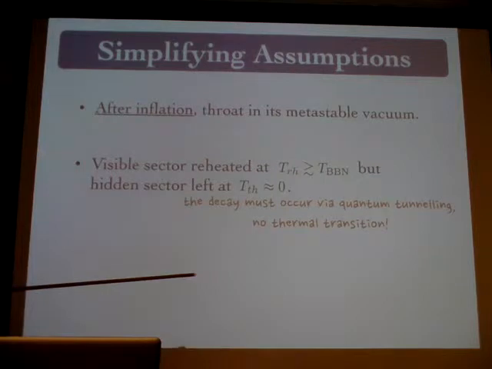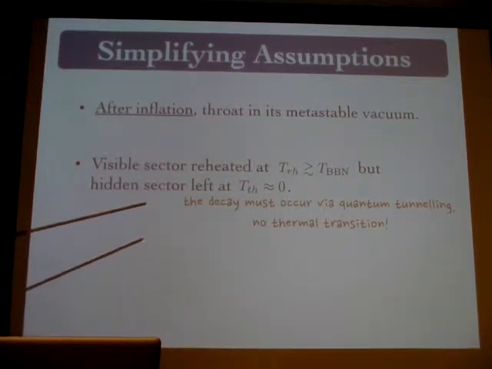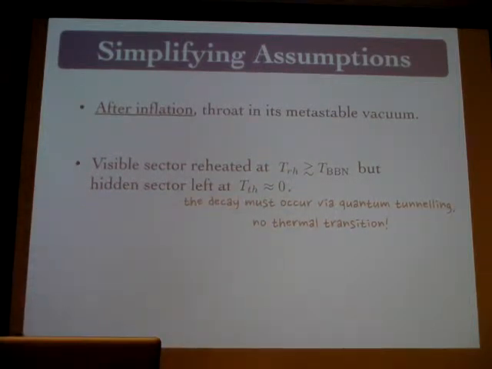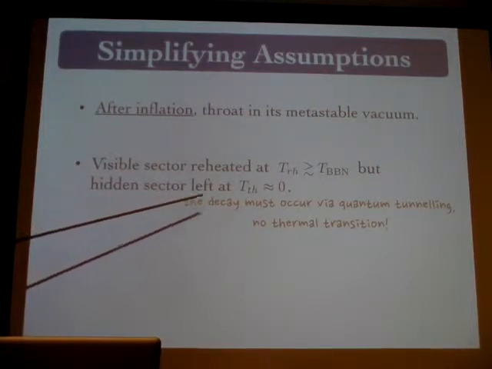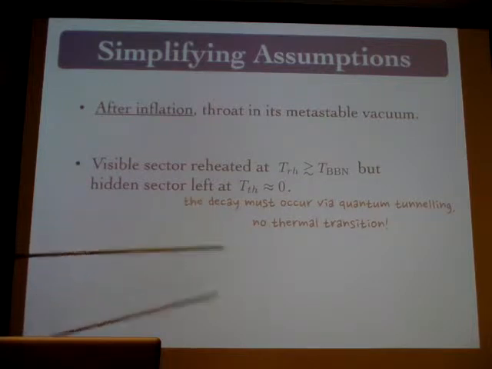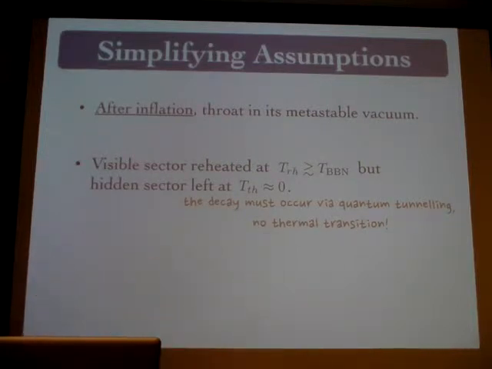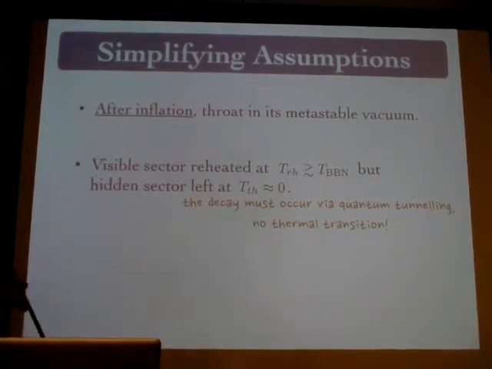We'll assume also that after inflation, our visible Standard Model sector is reheated up to pre-BBN temperature, so BBN happens undisrupted. But we'll assume that the hidden sector that lives in the throat is reheated to much smaller energies. So effectively, a zero temperature treatment will be enough. And so, as I said before, the decay will occur via quantum tunneling, not thermally.